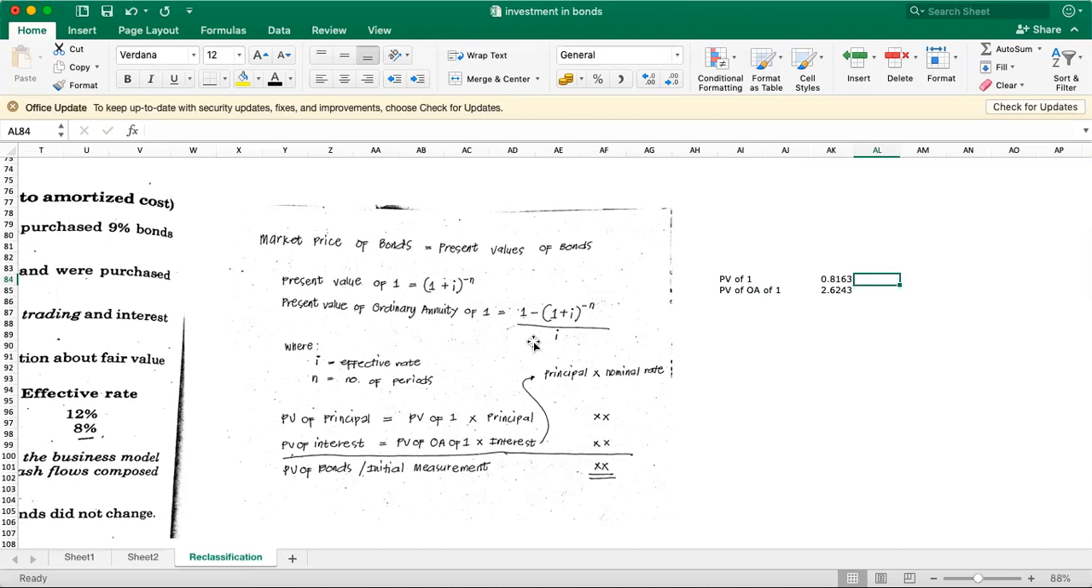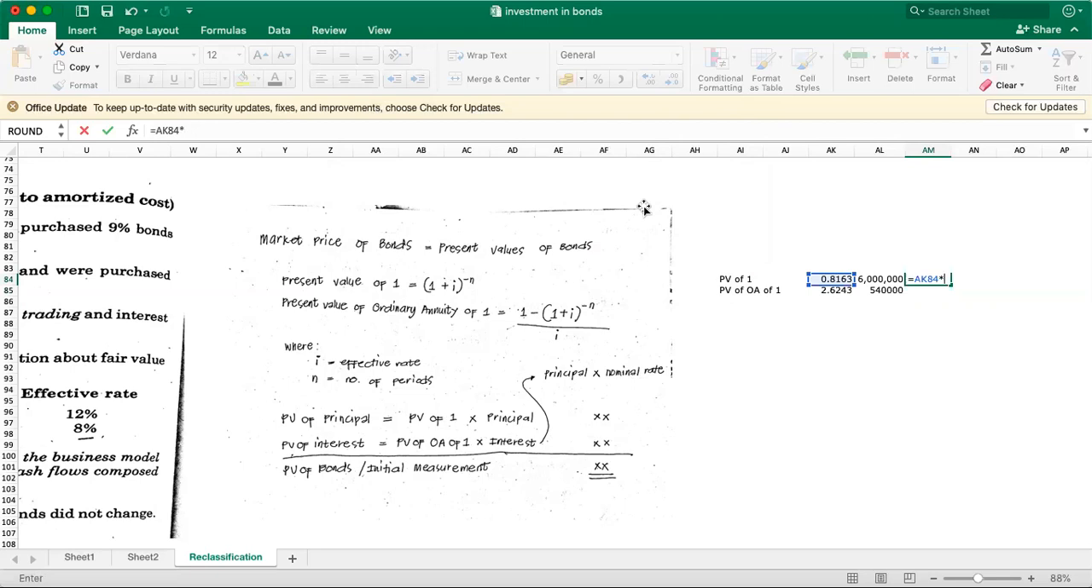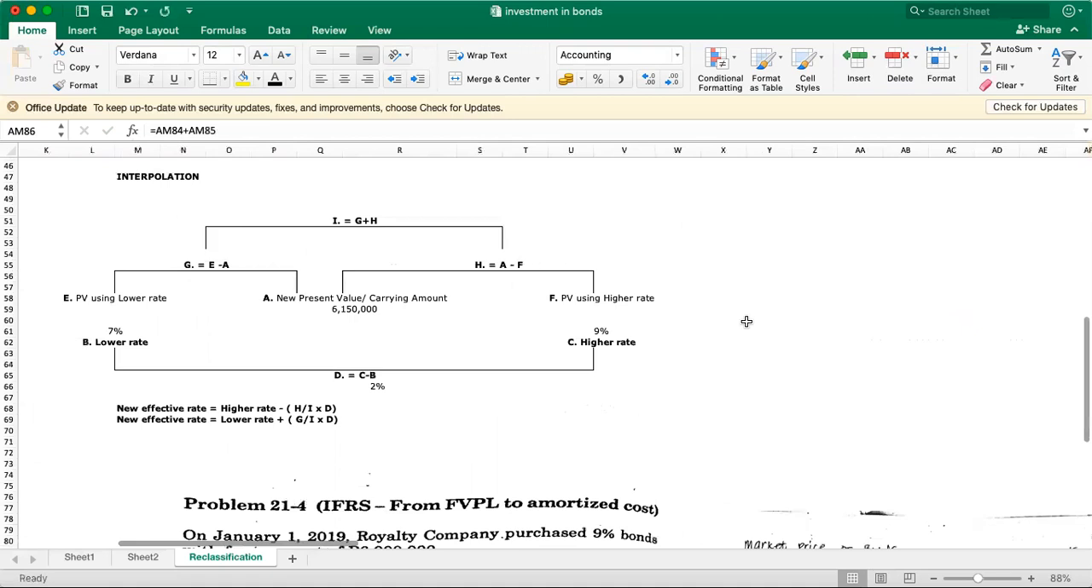So magkano yung principal natin? That's 6 million. And yung present value of ordinary annuity natin is multiplied by the, di ba, interest. That's principal times the nominal rate. So, magkano yung principal? 6 million. Magkano yung nominal rate natin? That's 9%. 6 million times 9%, that's 540,000. Yes, tama. Then, multiply natin. So, magkano yung present value? That's 631,492. Okay. So, copy natin dito. Ito yung present value ng lower rate.